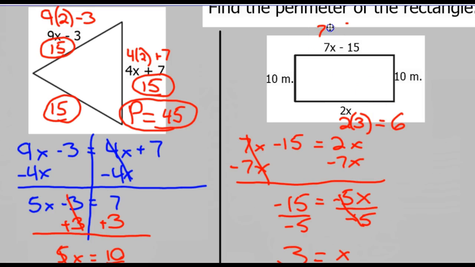If we do 7 times 2 minus 15, 7 times 3 minus 15. 7 times 3 is 21, minus 15 is 6. So our perimeter then is 6 plus 6, which is 12, plus 10, which is 22, plus 10 more is 32. So our perimeter, if we add all these together, is 32 meters.